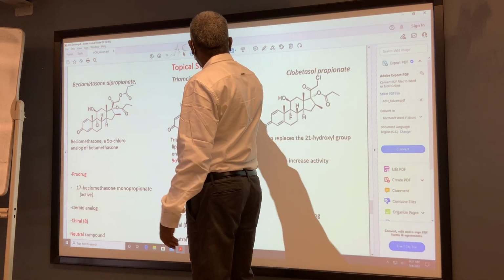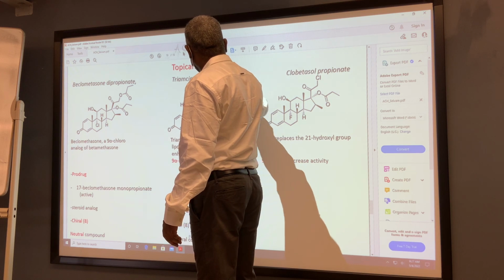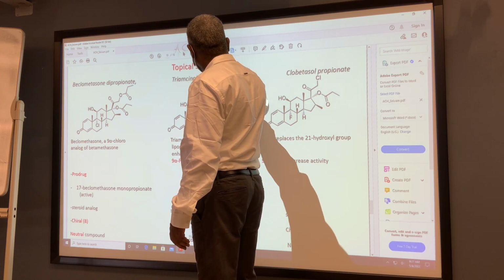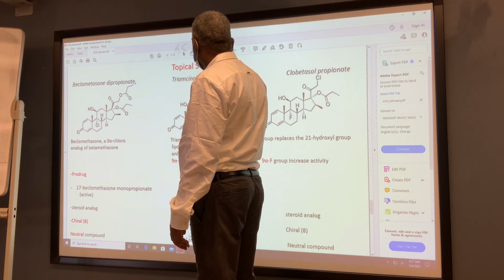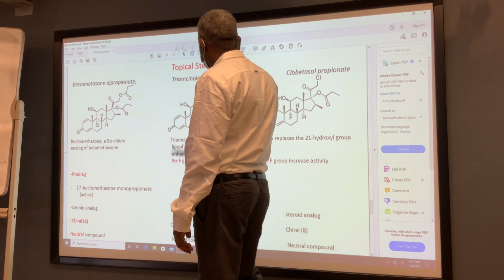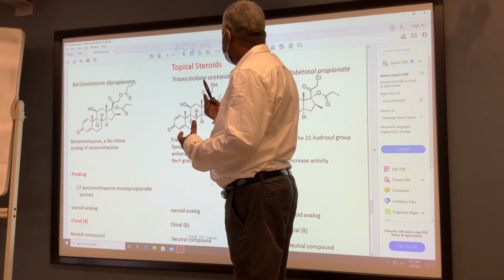So we have the acetonide. This is the functional group, it's called acetonide. The reason for the acetonide functional group is that it helps increase the lipophilicity. The more lipophilic, the better for topical use. So the acetonide is important for lipophilicity, and that's good for topical bioavailability.